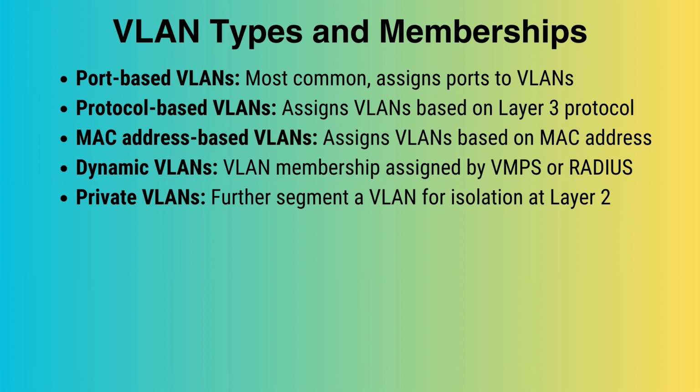Protocol-based VLANs assign VLANs based on Layer 3 protocol types, such as IP or IPX, to segregate different types of traffic. MAC address-based VLANs assign VLANs based on the device's MAC address, regardless of the port they connect to. Dynamic VLANs use VMPS or RADIUS to assign VLANs dynamically, providing flexibility in environments where devices frequently move.